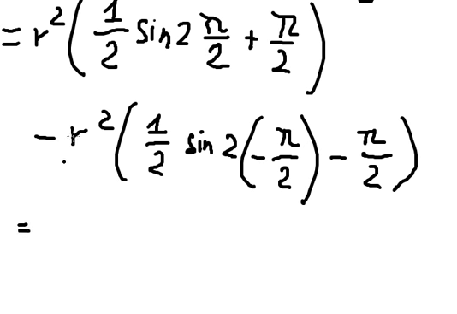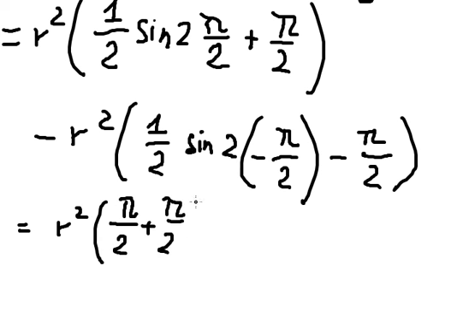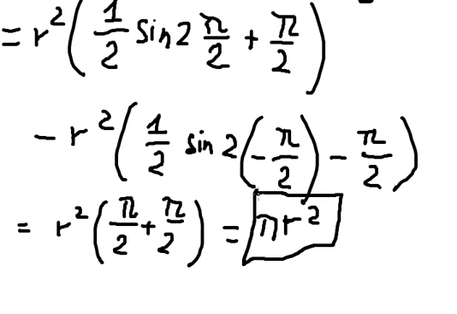So if we simplify it, we have r square multiplied by pi over 2 plus pi over 2, and we have pi r square, and this is the final answer.